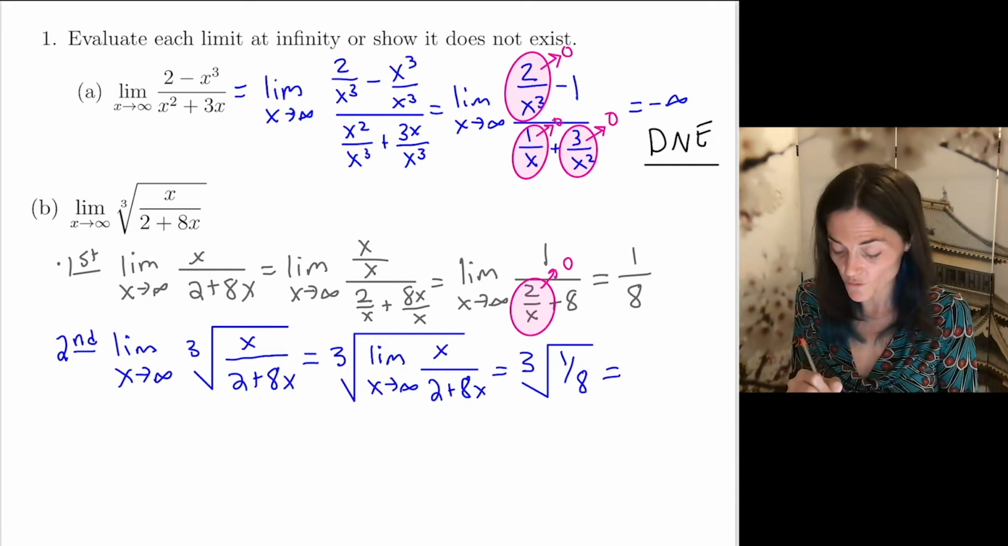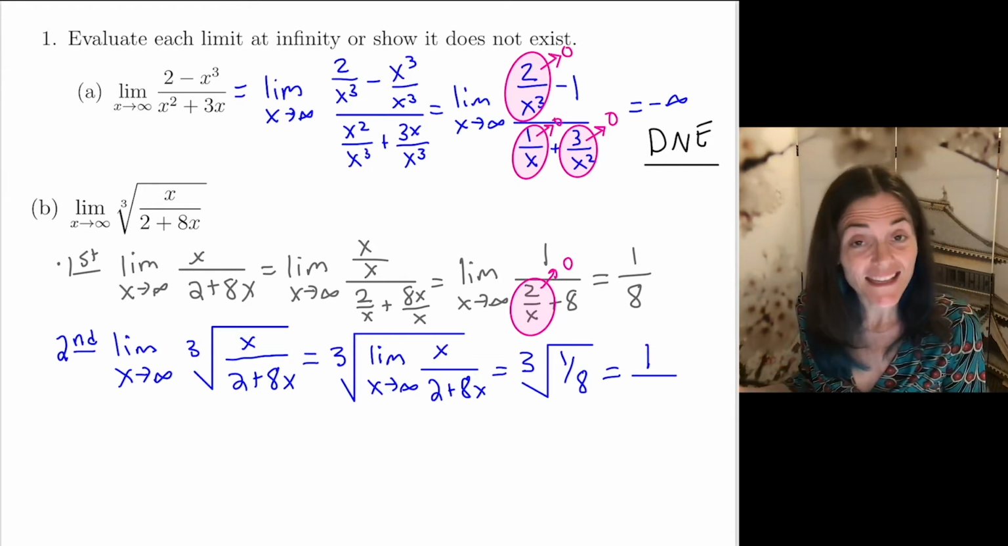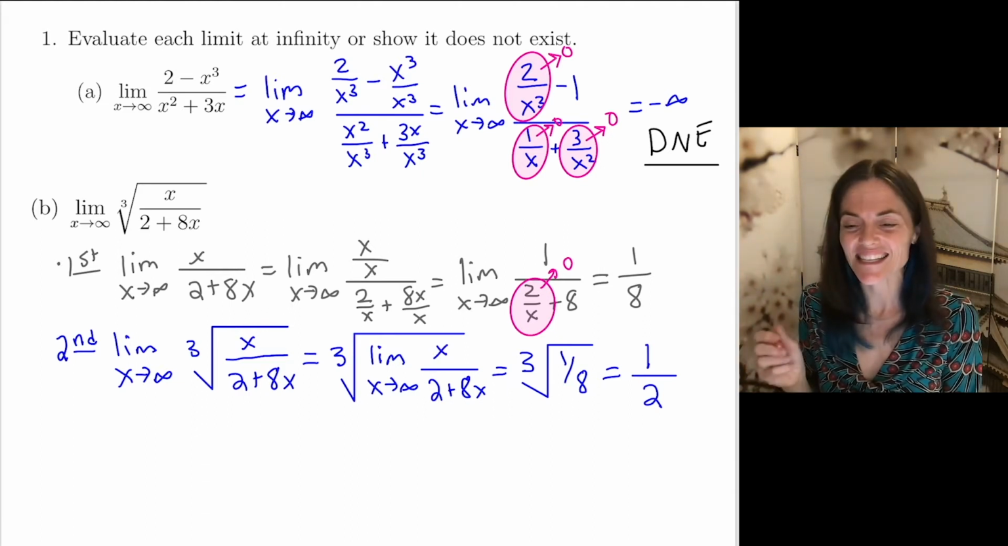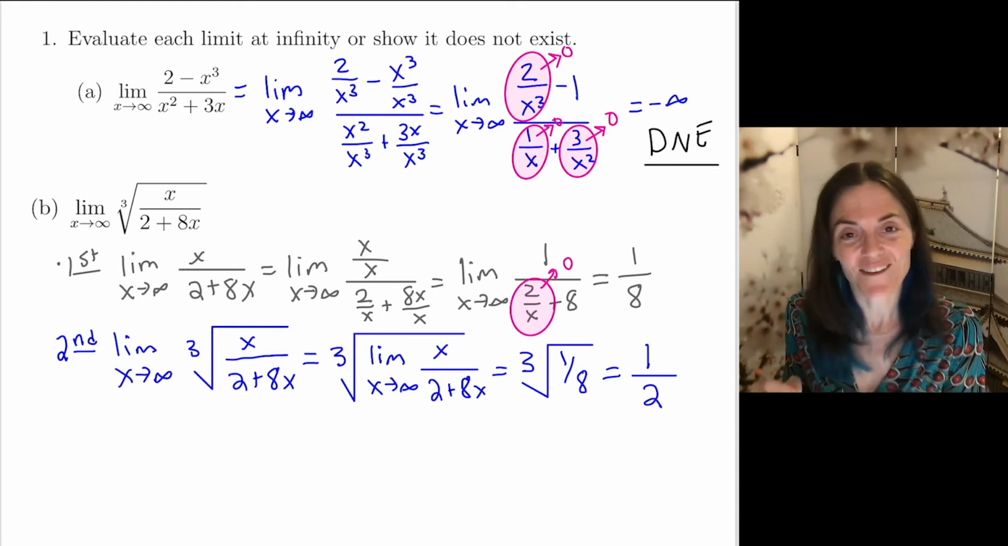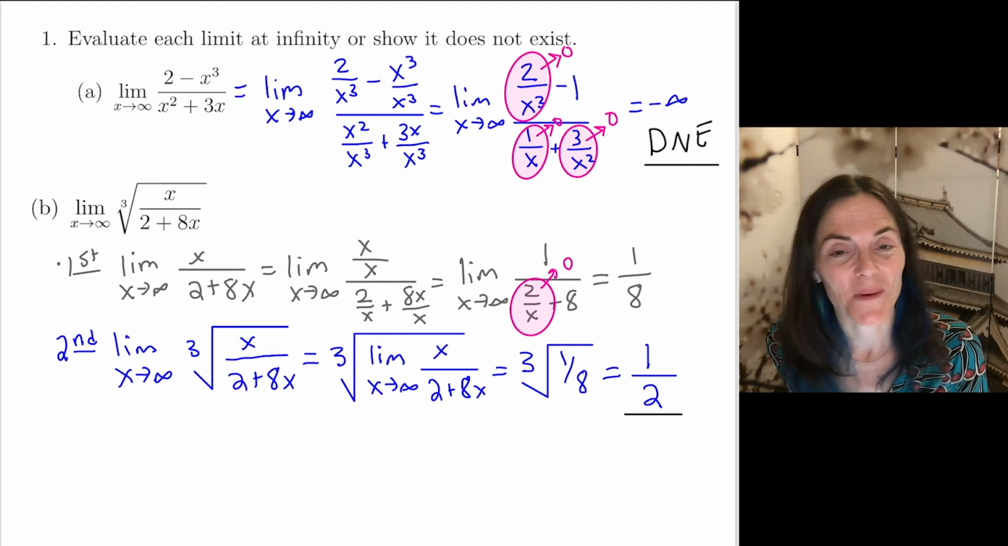This would be the cube root of 1, which is 1, divided by the cube root of 8, which is 2, because 2 cubed is 8. So the limit here, the overall limit, is 1/2. This limit exists and is 1/2.